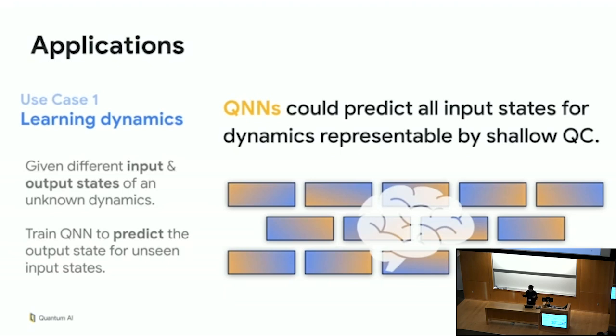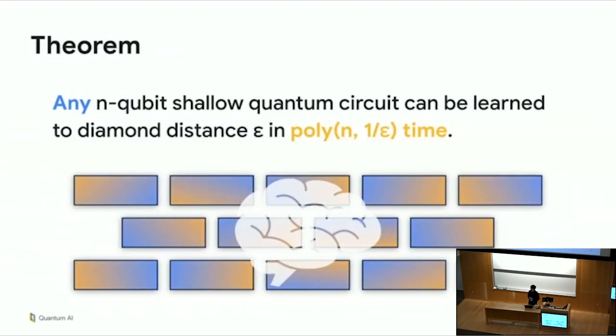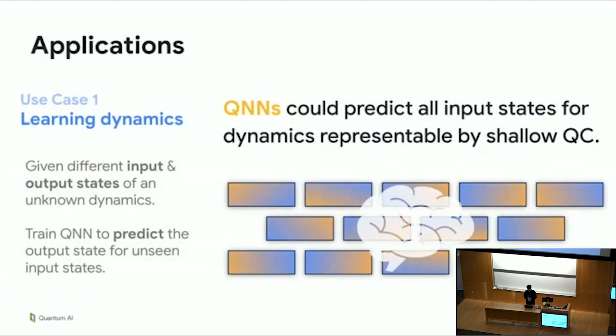With that classical training set, one can train this quantum neural network to predict the output accurately for all input states. And the reason that it can predict all input states is because the theorem holds in the diamond distance, which is the worst case metric. So we can train on product states, and now during prediction, we can feed the quantum neural network with some highly exotic, highly entangled input states, and it's guaranteed that the output is going to be close.